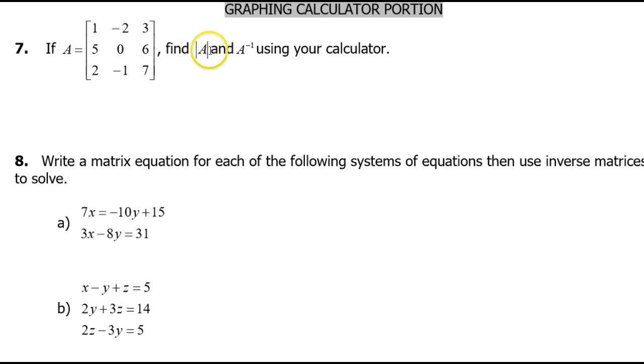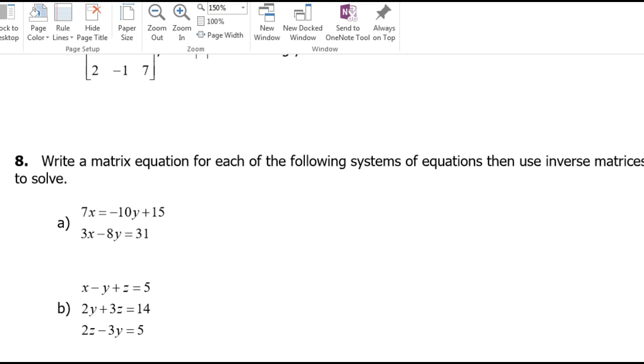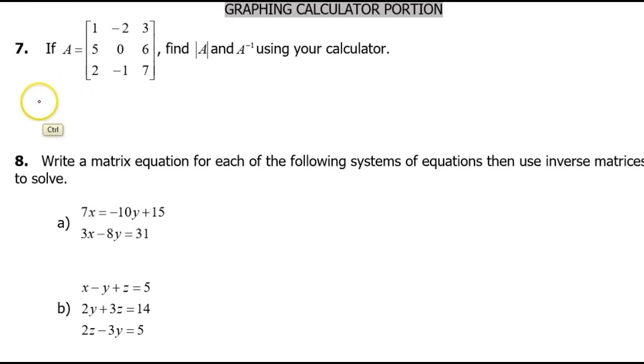That's what these symbols mean. See the vertical lines that look like absolute value? In the context of matrices, that means the determinant. And then we will also find the inverse. So let's start by finding the determinant of matrix A, which is also given by this. All right, these two things mean the same thing.